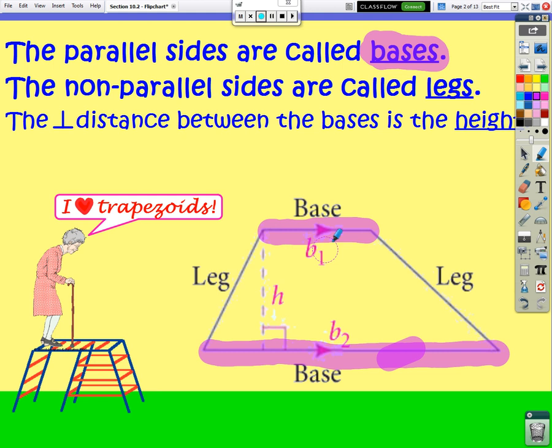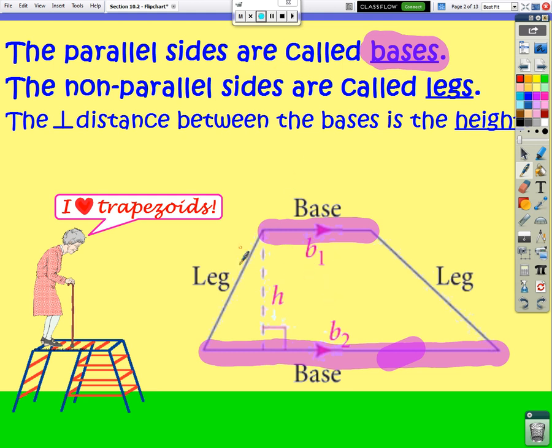And these two bases can be signified by B sub 1 and B sub 2 as your two bases, and it doesn't matter which base is shorter and which base is longer. So don't think that just because this base is shorter that it should be base 1, or don't think because this is the top base, if you will, that this should be referred to as base 1.